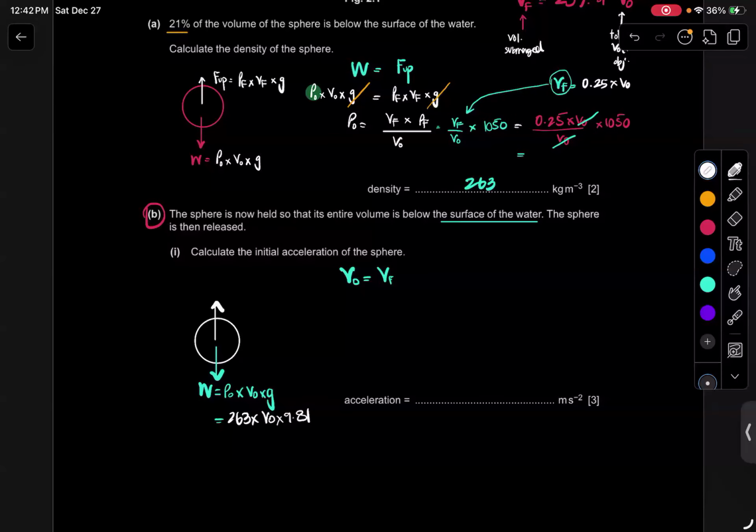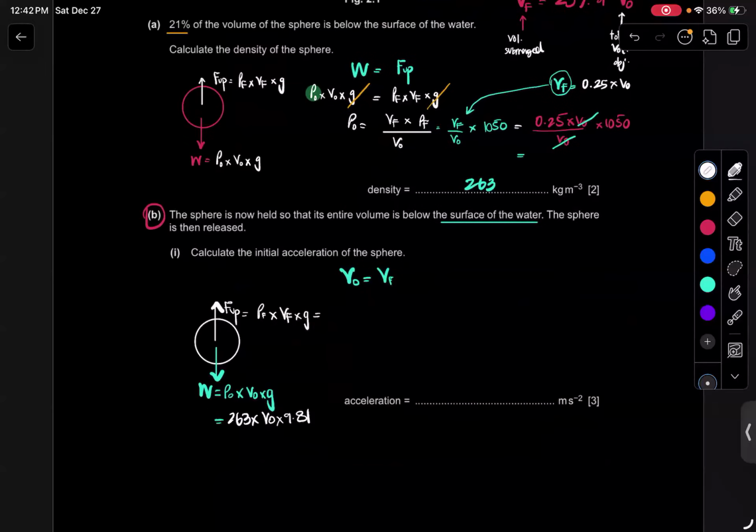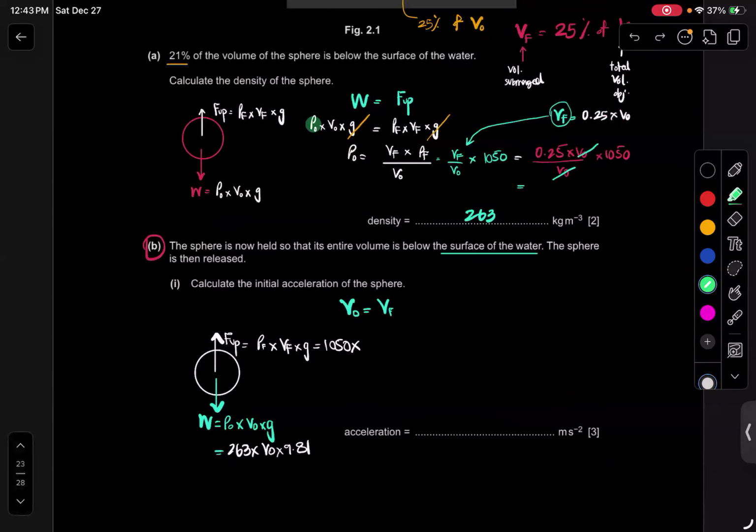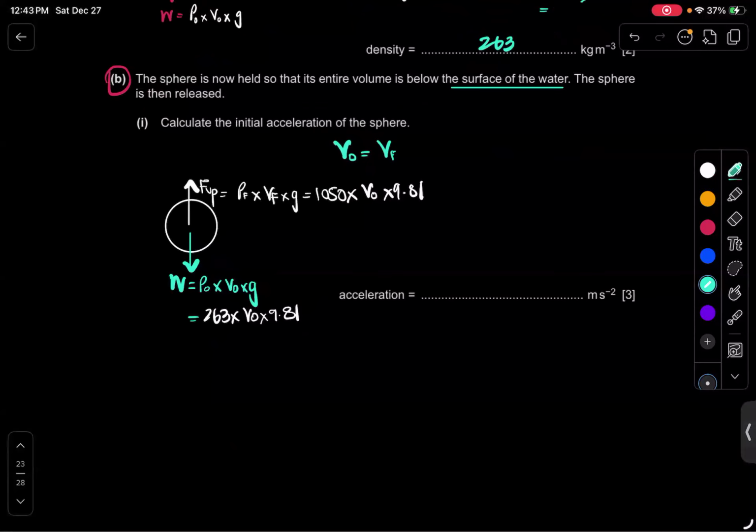The upthrust is also rho fluid into volume of fluid displaced into G, so 1050 into Vf. By the way, you can clearly tell that the ball is much less dense than the water, so it's clearly going to rise. We already know that, so it's going to accelerate upwards. It's kind of like when you push it down in the water. I don't know what Vf is, but it's the same as V naught in this case, into 9.81.